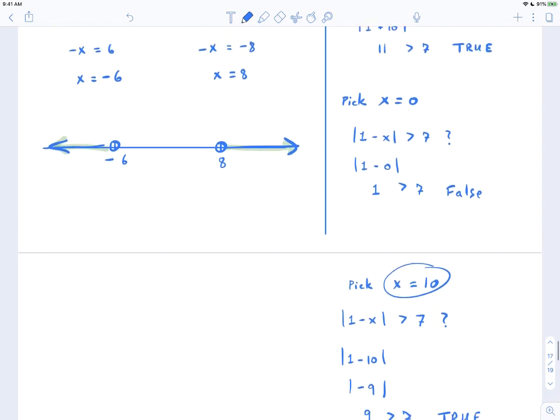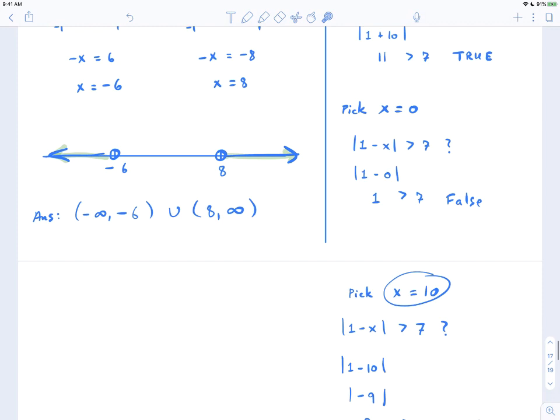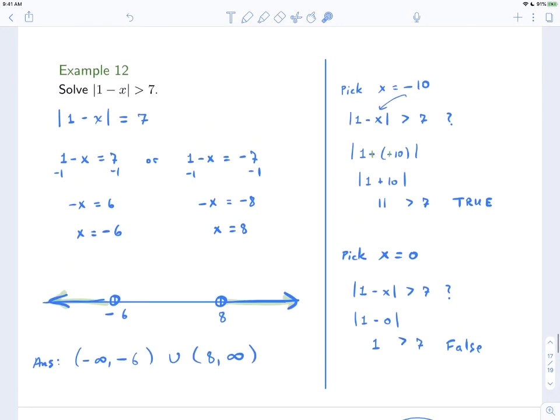So our answer in interval notation would be the interval from minus infinity to negative 6, union 8 to infinity. Again, we're using parentheses here because we're excluding the endpoints. So that's our answer for this example.